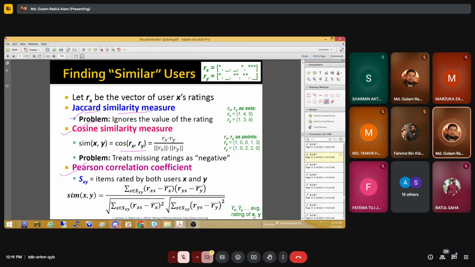In that case there is S_xy, the items rated by both users X and Y. Here this is the rating, and we have to subtract the average rating of X from it. And this is the rating of Y, and we have to subtract the mean rating of Y from that.